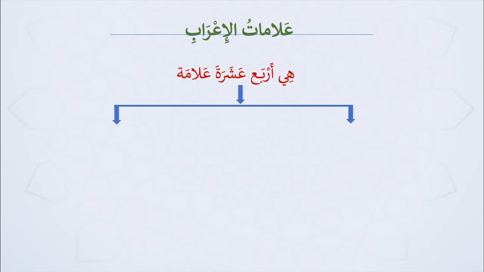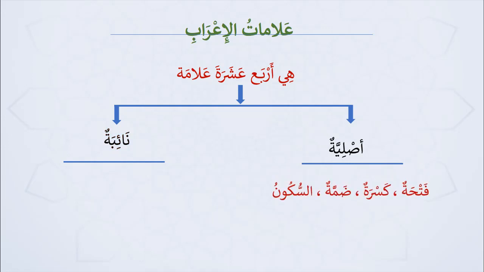So all the alamat, the signs of Al-I'rab, they are 14 in number, in which they are grouped into two categories. We have al-asliya, the basis, which we have mentioned, and we also have the na'iba, those that represent the basis when the bases are not functional. So the bases are four, as we have said. We have fatha, kasra, dhamma, and sukun. While the na'iba, they are the remaining signs.